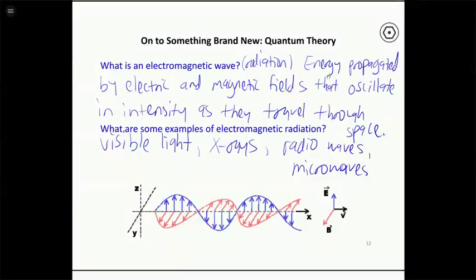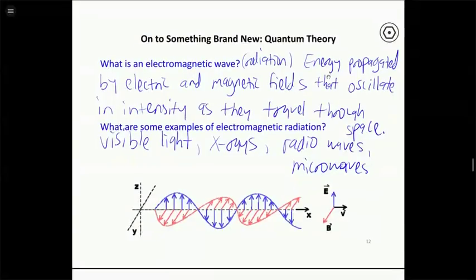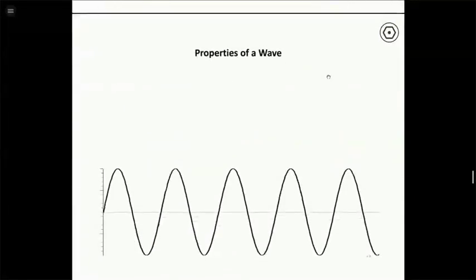All right, so these are all different forms of electromagnetic radiation. And the difference between all of these different forms are really two key properties that, as we'll see, are very much related to each other. So the two key properties of a wave that are important to us are frequency and wavelength.